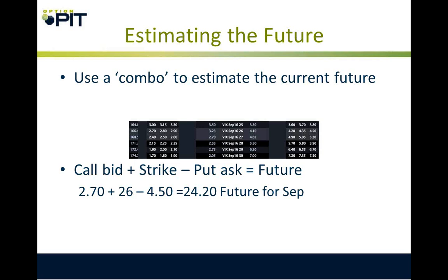So all you do is take the call bid plus the strike minus the put ask, and that will give you the future. So in this case, if you took September and the 26 strike, you took 2.70 plus 26 minus 4.5, the future price for the September contract is 24.20. Very simple.